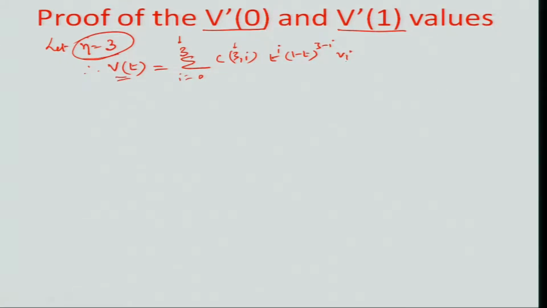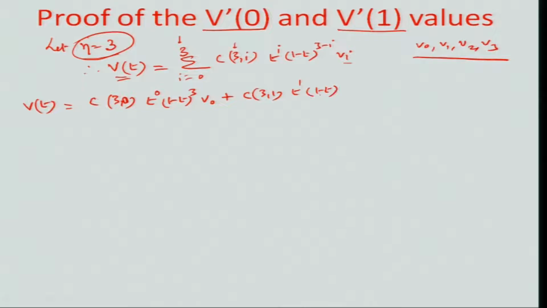So if I express this function in terms of V0, V1, V2 and V3 separately and just sort of open it up, the way we can represent this whole thing becomes Vt equals, we start with 0, so C30 times t to the power of 0, 1 minus t to the power of 3 V0, plus C31 t to the power of 1, 1 minus t to the power of 2 V1, plus C32 t to the power of 2, 1 minus t to the power of 1 V2, plus C33 t to the power of 3, 1 minus t to the power of 0 V3, and that is how we shape this thing up between all the different points.